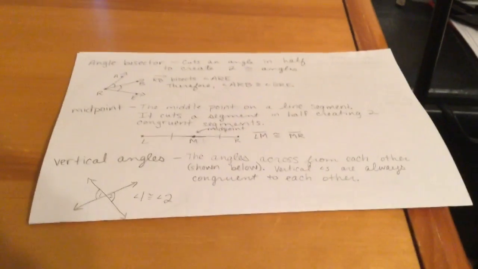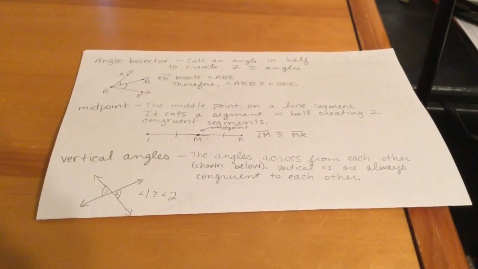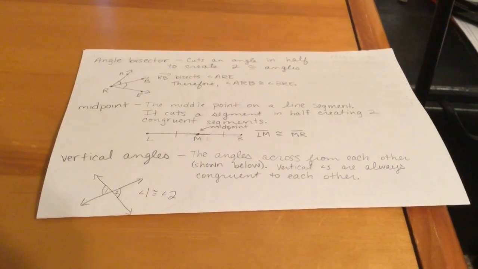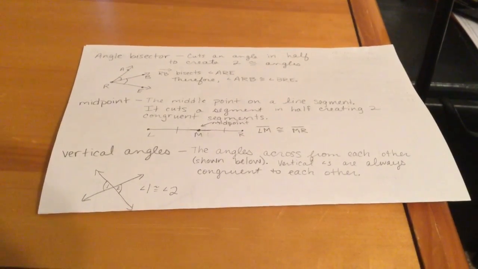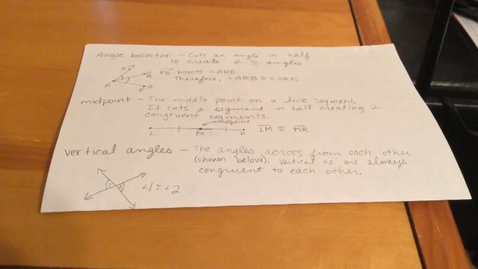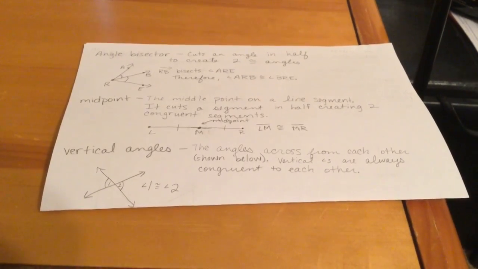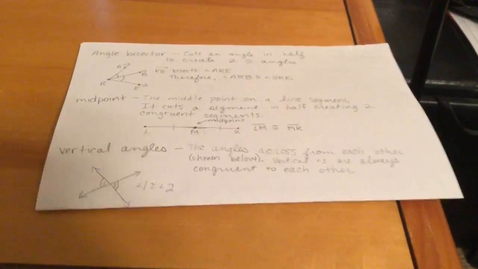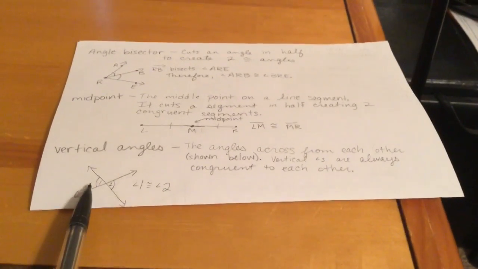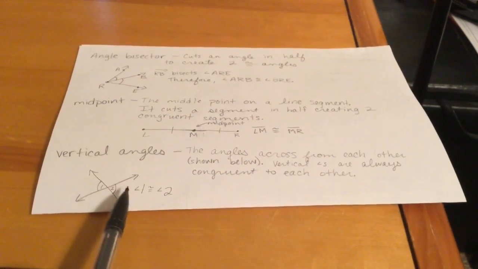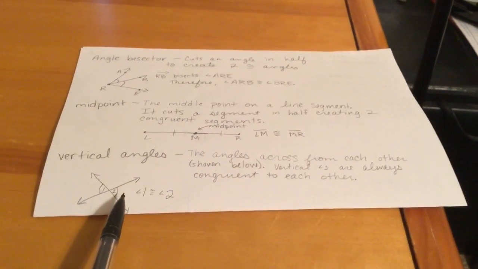Next, I have vertical angles. These are the angles across from each other, as you can see on this picture on the bottom left. Vertical angles are always congruent to each other. So here we have angles 1 and 2. Those are vertical angles. Those are congruent to each other.